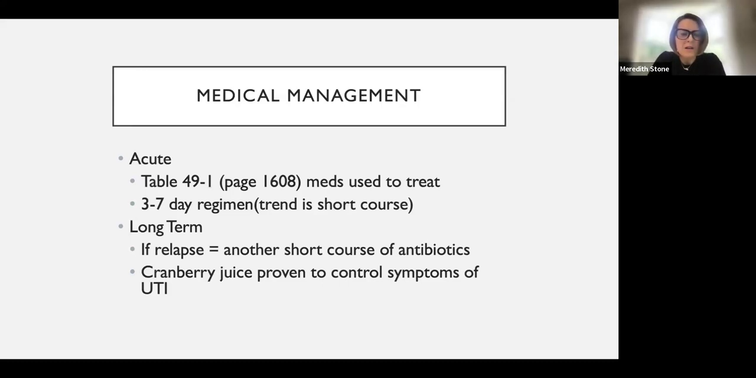And then long term, a lot of times people have recurrent urinary tract infections, and so they may be on another shorter course of antibiotics. And in worst case scenarios, there are some patients that will be on long-term antibiotics for their UTIs. And cranberry juice, right? Cranberry juice is not going to cure a UTI, but it can help with the symptoms that patients feel. Sometimes patients take cranberry capsules as well.